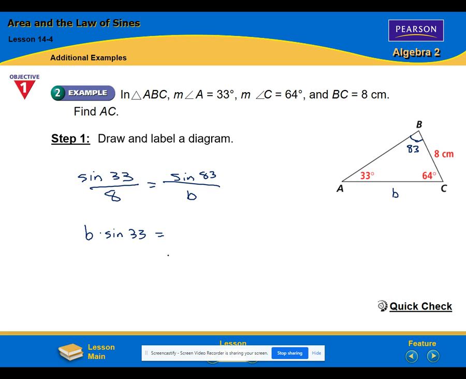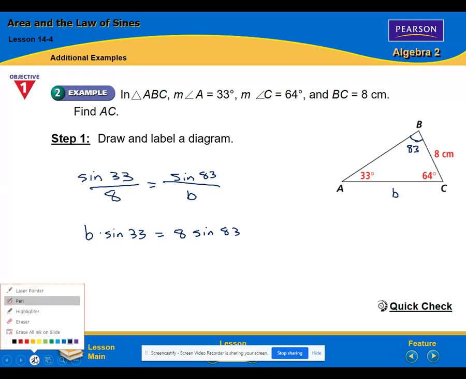Whether it's an angle or a side length, I always put it on the left. Doesn't matter, that's just a preference. It's equal to 8 times the sine of 83. Again, if you had these reversed, no problem. I just like to have the variable on the left. Okay, well, now what? Well, you want to get b by itself.